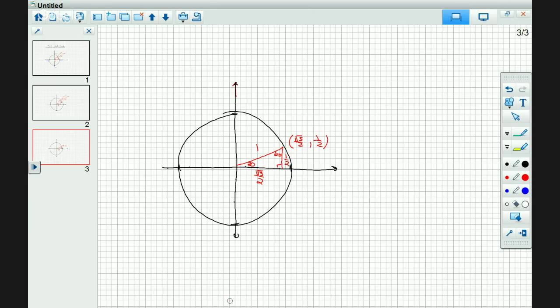So I'm going to give you a handout with all this on it, for everything, and you're going to start seeing patterns. Let me show you a different quadrant. What if I wanted to look at a 135 degree angle?